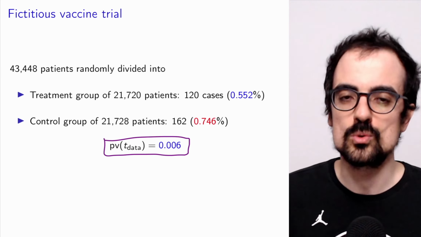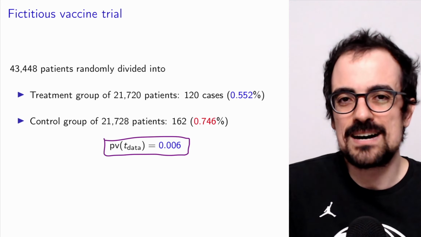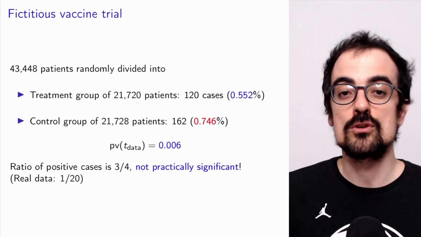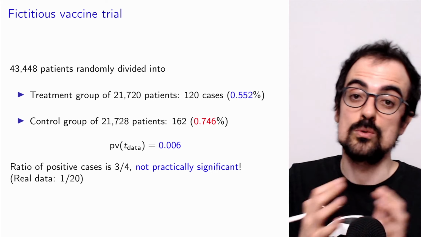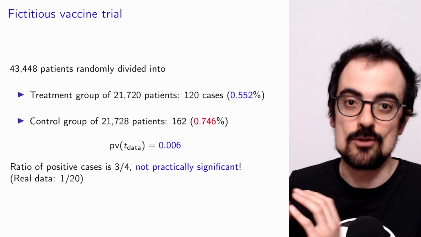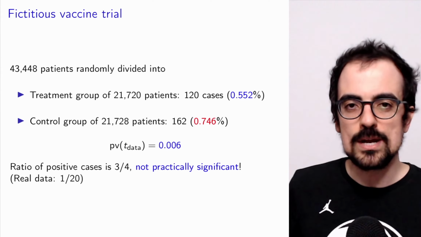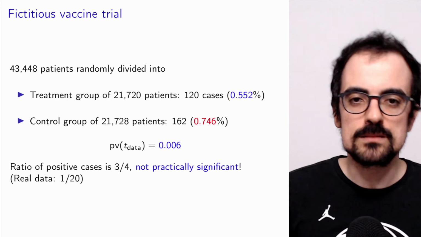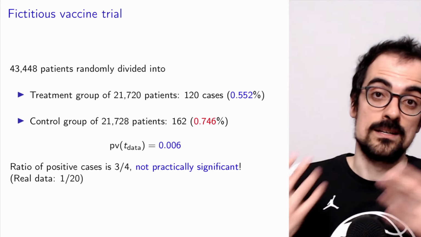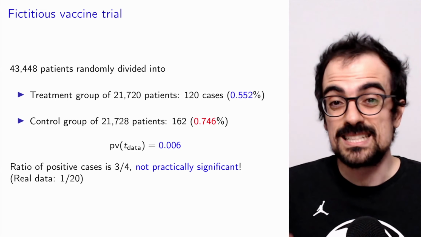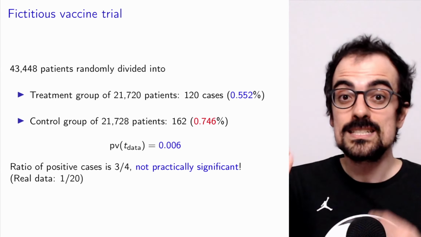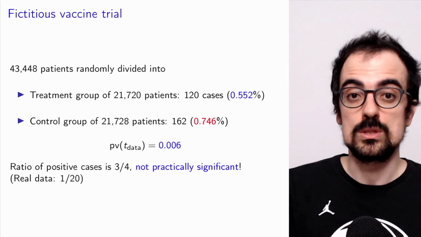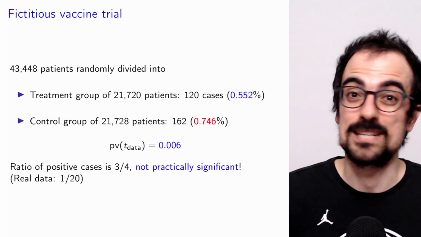There is a difference between the two groups, but the difference might not be of practical significance because the ratio of positive cases is actually just 3 to 4 as opposed to 1 to 20 in the real data. For such a small ratio, it might just not be worth it to develop the vaccine and make this huge investment in both developing and then giving it to everyone, because it actually makes a very tiny difference. The difference is still statistically significant. There is still a difference in the probability that you get COVID-19 if you take the vaccine. It's just that that difference is so small that it might not be worth it.